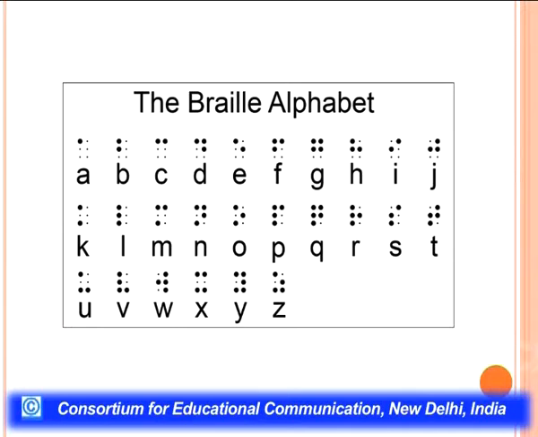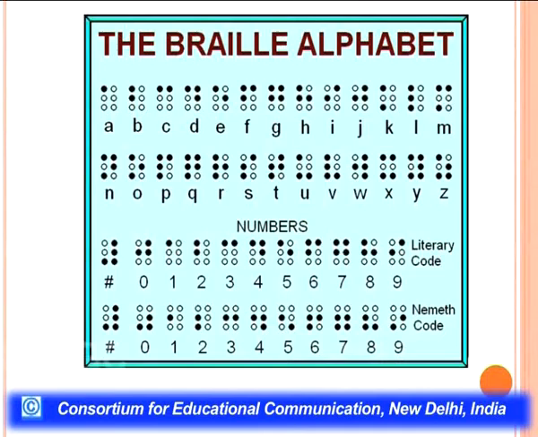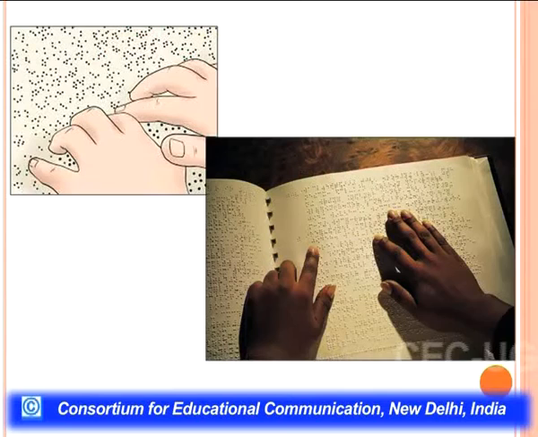One dot for A, two vertical dots for B, two horizontal dots for C, three dots for D, diagonal dots for E. So in this way they learn braille, and braille is different for different languages. These are for block letters, braille alphabets and numbers. You can check, for 0, 3 dots, for 1, 1 dot. So in this way they learn the codes, alphabet and numbers. They touch the dots and learn.